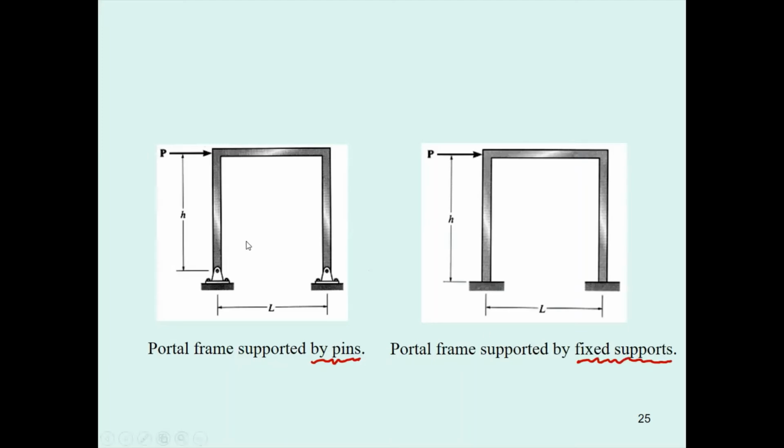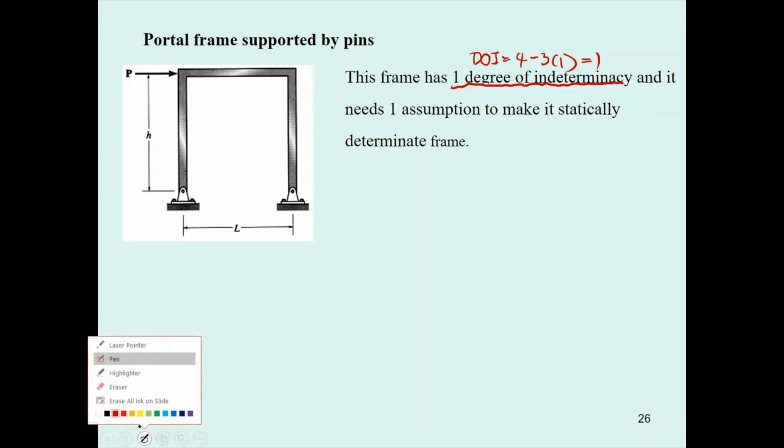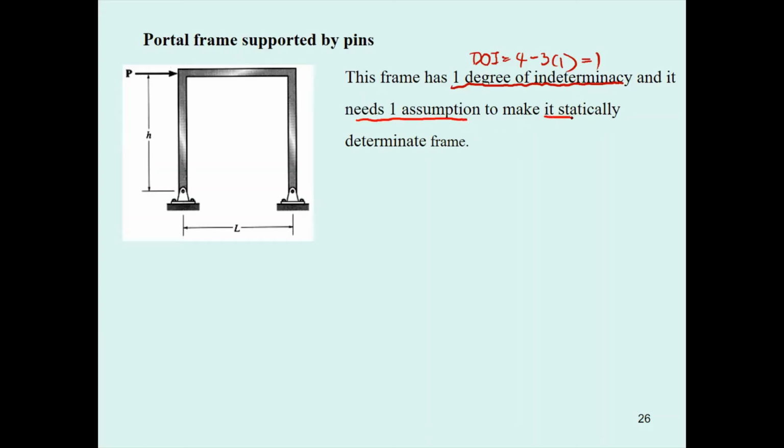And let us consider the frame when subjected to the lateral load. Okay, let's see this one. This frame has 1 degree of indeterminacy. Why? Because it's pinned, so the degree of indeterminacy is going to be 4, and this one can be considered only one free body diagram, so the degree of indeterminacy is going to be 1. When you analyze this, you have to find one assumption to make this frame statically determinate.